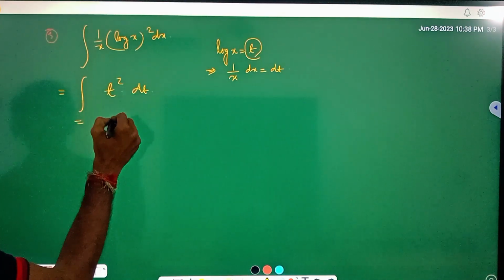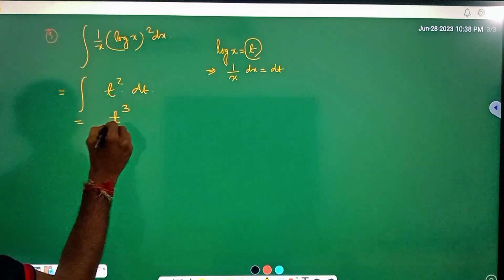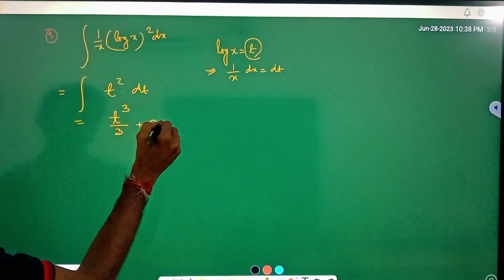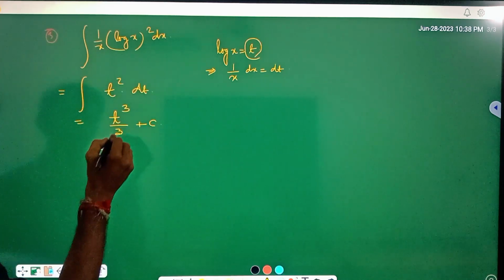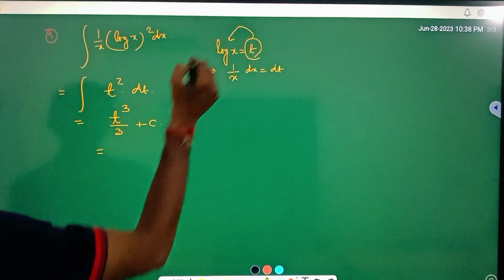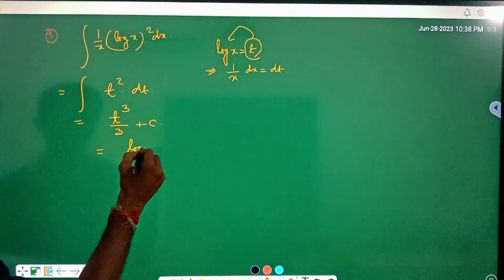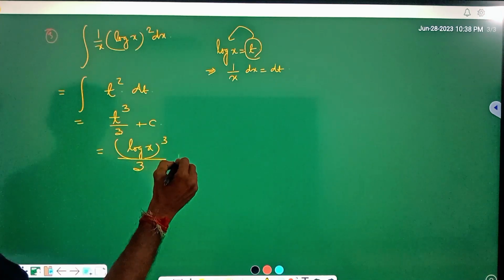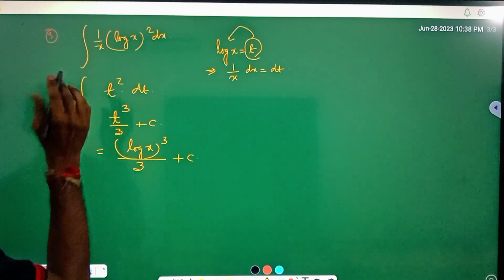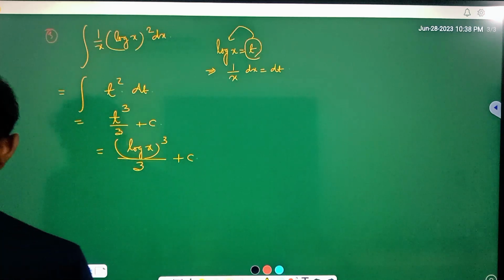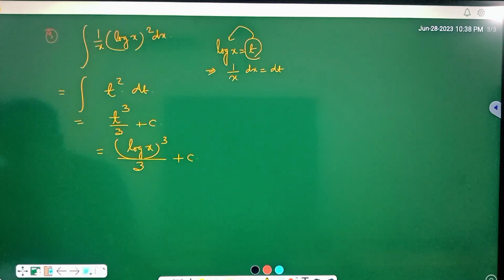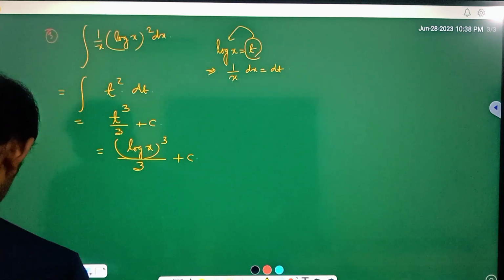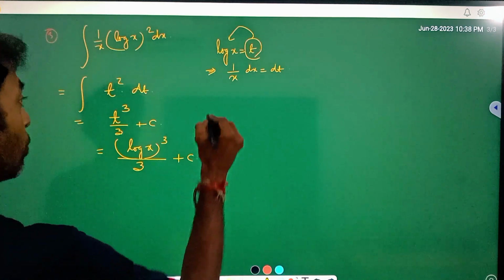Now integration t square dt, that will be t cube by 3 plus c, where c is the integral constant. Now the value of t is log x, so log x whole cube total by 3. Very easy problem. So that's our answer actually. Okay, so after that, next problem, fourth problem.